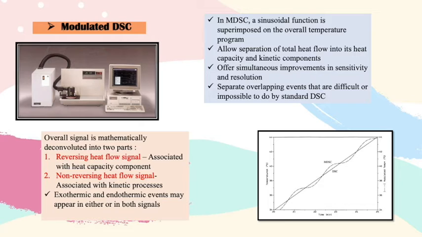Next is the modulated DSC, which is more advanced than the standard DSC as it uses both a linear and a sinusoidal heating rate, and it can also help to solve the problems and limitations that come from the standard DSC. In MDSC, a sinusoidal function is superimposed on the overall temperature program.